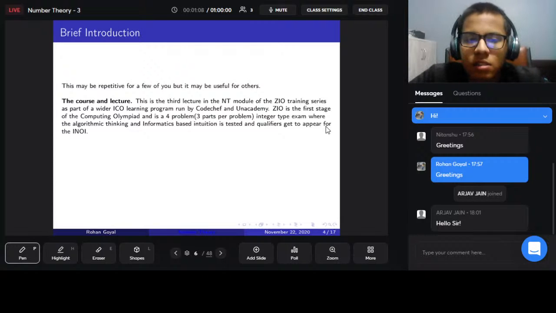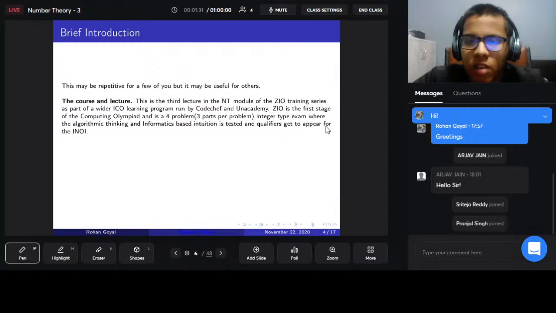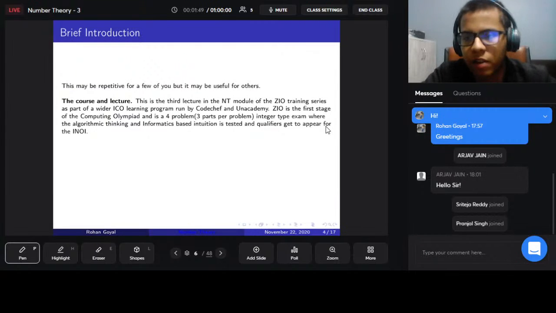The ZIO training series is a part of the ICO Learning series run by CodeChef and Unacademy. As ZIO is the first stage of the computing Olympiad, this is the first stage in the series. As you may know, ZIO is a four-problem question paper where every problem has three subparts, and you have to give out the output in the respective cases. The questions are very algorithm based, and mostly just test your informatics-based intuition and don't require much theory. So the qualifiers of ZIO will then get to appear for INOI.